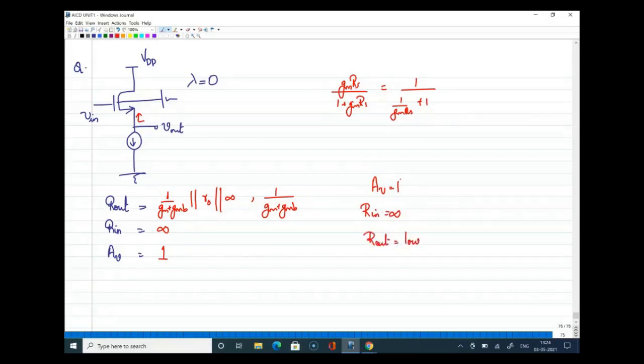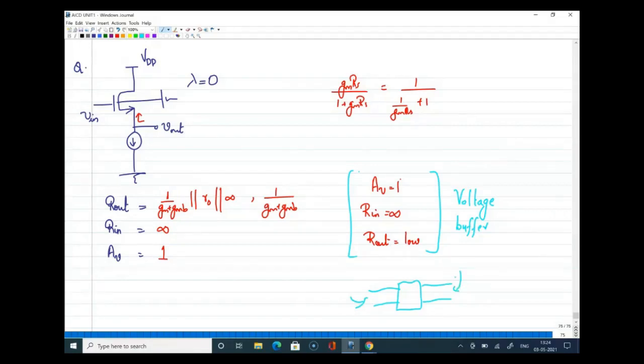If I closely look at these features, these are the features of a voltage buffer. What do you mean by voltage buffer? Voltage buffers are units introduced between two blocks in order to get the same voltage. Whatever voltage is available here, the same voltage will be buffered and available here.